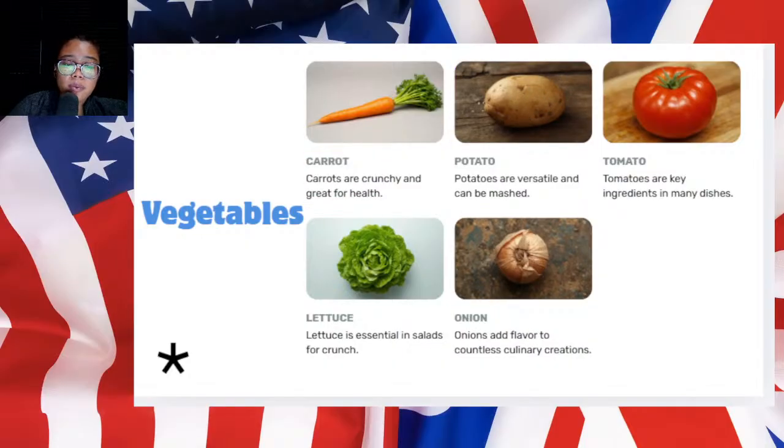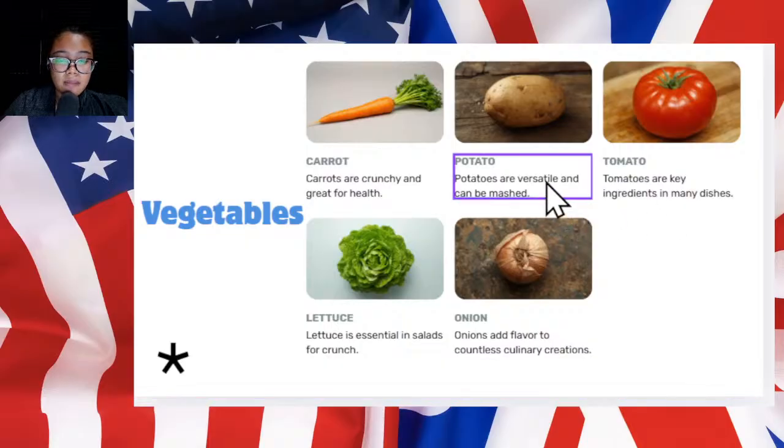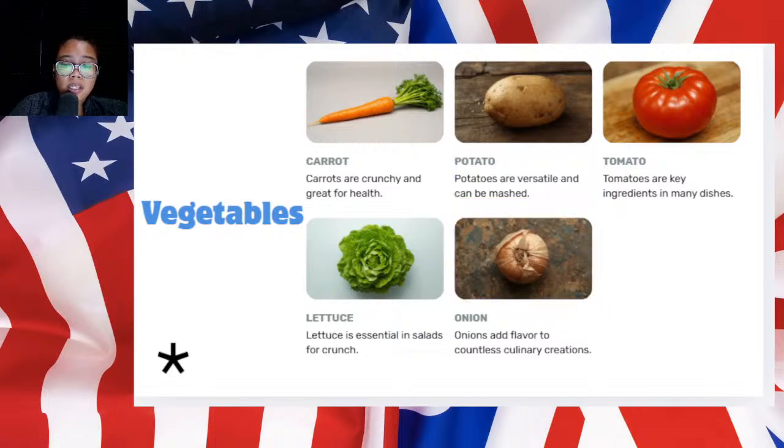Now, the potato is one of the most important vegetables because it provides a lot of energy. Potatoes are versatile and can be mashed. Like the carrot, the potato grows underground, but it is actually a tuber, which is a thick part of the stem that stores food for the plant. Potatoes have a thin skin on the outside and a pale starchy inside.